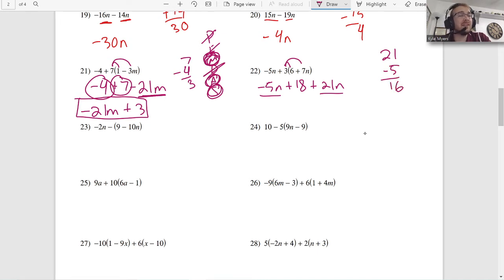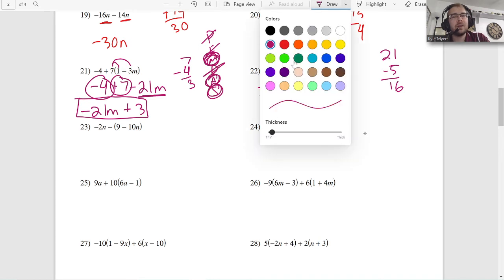Did I have to switch the signs? No. Negative 5 plus 21 is actually the same thing as 21 minus 5 because the signs in front of the numbers did not change. So 16n, and there's only one 18. So plus 18. Final answer, box it in, lock it in.